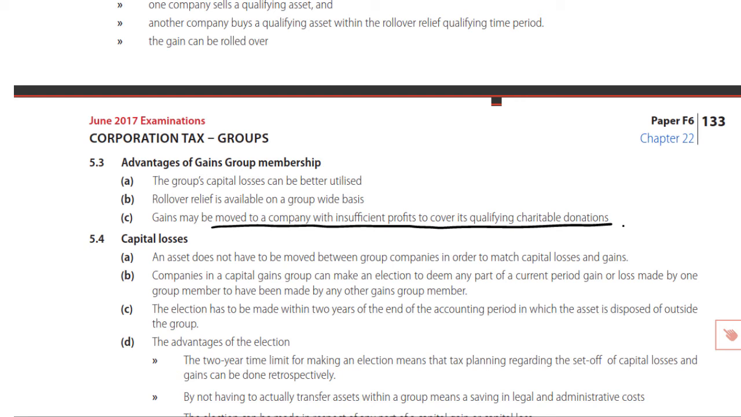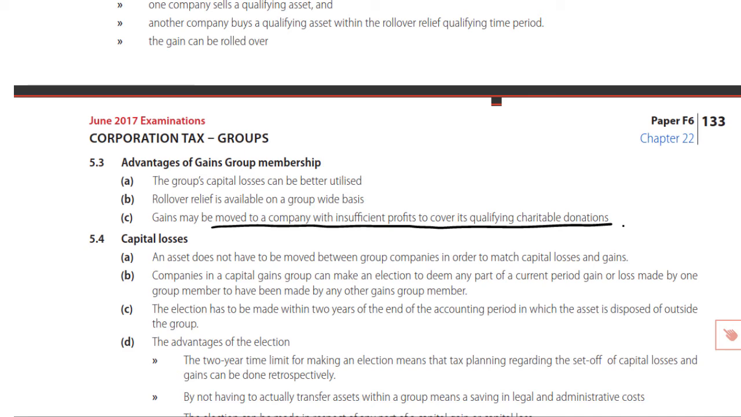We know that if we have insufficient profits to absorb qualifying charitable donations, we might end up with a situation of them being lost. That can now be avoided by moving gains to boost profits of a company and therefore to ensure that you've got sufficient profits so as not to waste any of the donations.